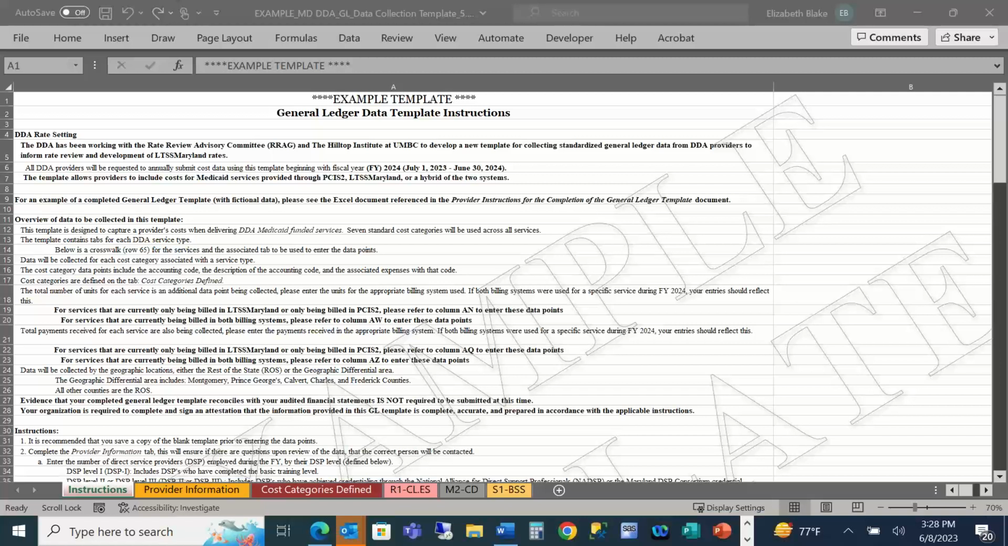Our goal was to get it out to everyone, to give some time to review and be prepared to collect the data in a way that you can report it back on the template. Then we will be available to answer questions, and we'll reach out and give you directions on how to submit that back to us following the end of the fiscal year.